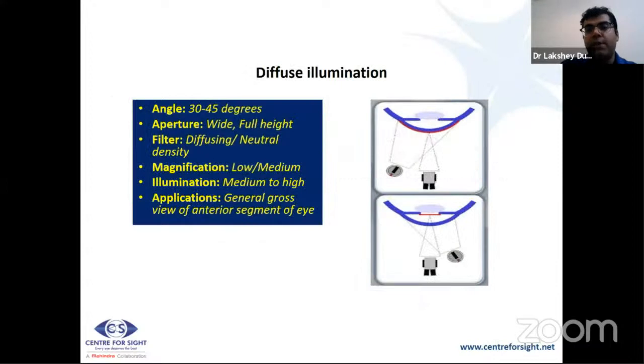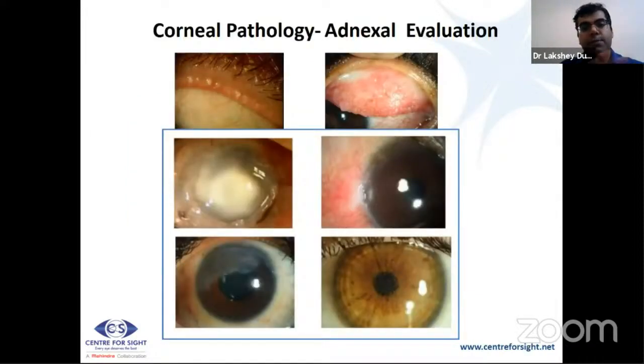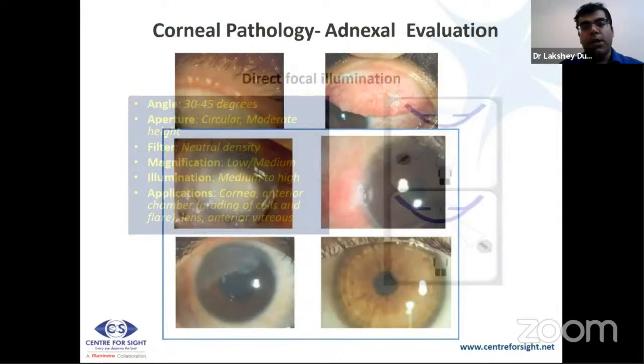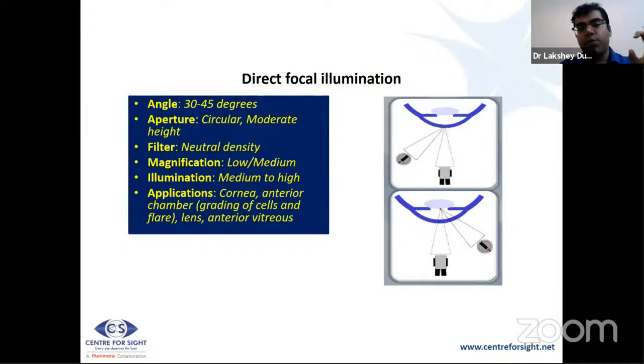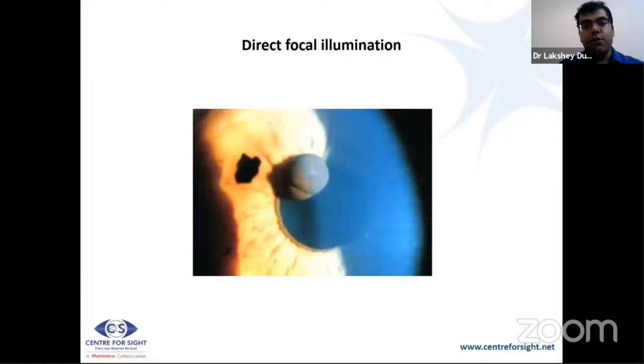So direct illumination can be diffuse illumination, in which you use a neutral density filter and you diffusely do a gross view of the anterior segment of the eye. You can pick up meibomian gland obstructions, papillae, corneal ulcers, Dellen, scars, everything you can do with diffuse illumination. Next is direct focal, in which you do a direct illumination of a specific point. So in this image, you can see an iris nodule.